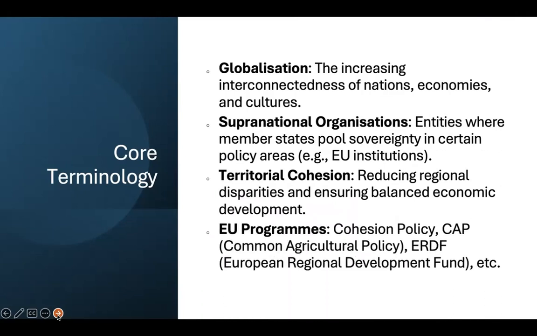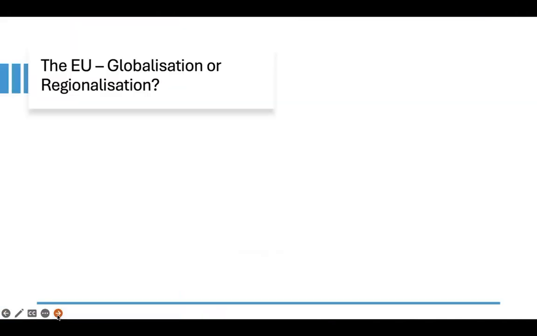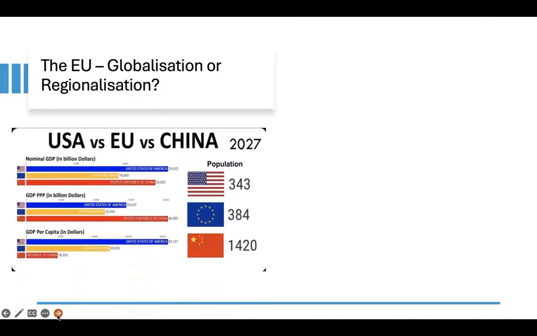And finally, programmes like the Cohesion Fund, the European Social Fund, the CAP, the Common Agricultural Policy, and others are how the EU puts that vision into practice. And you should be ready to give concrete examples of those programmes at any given point when referencing key aspects of the EU. So let's start with a little snapshot of what the European Union actually is today.